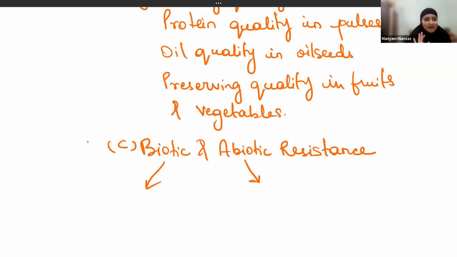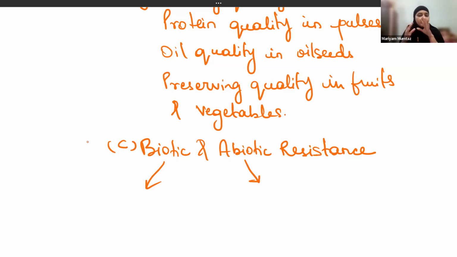Do you people know what living and non-living things are? Yeah. Are you living or non-living? Living. Are you sure? Yes, ma'am. Okay, good. I'm happy that you're sure. So the resistance to biotic and abiotic things. Abiotic things are like resistance to high temperature, resistance to waterlogging. All of these are abiotic resistance. Biotic resistance is resistance to disease-causing microbes.